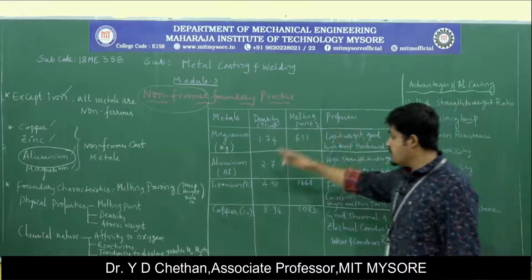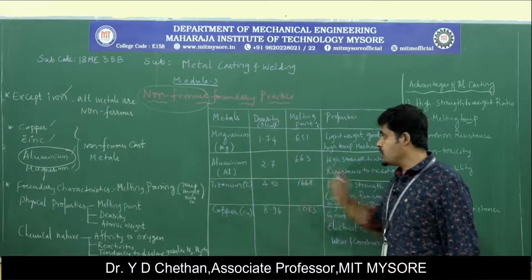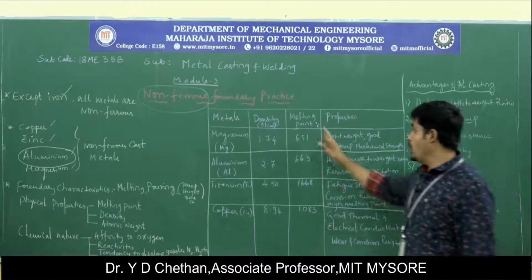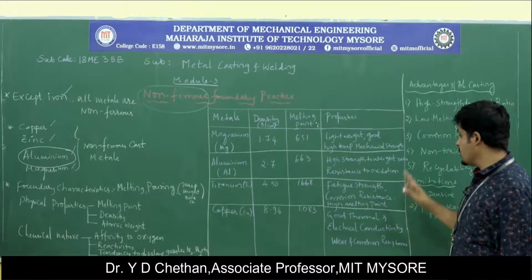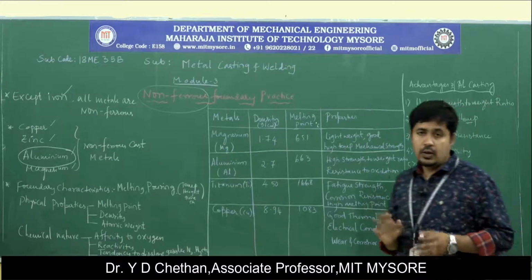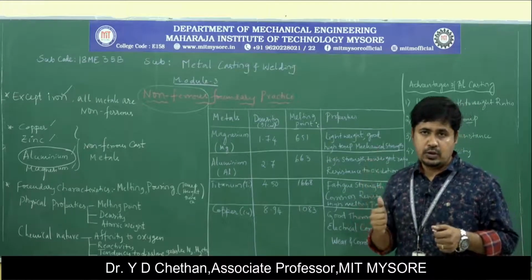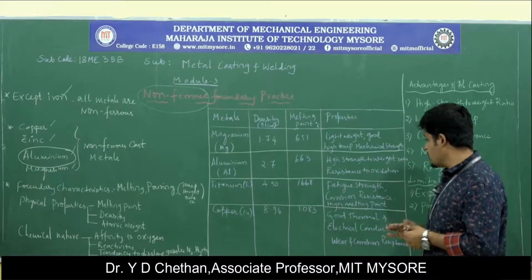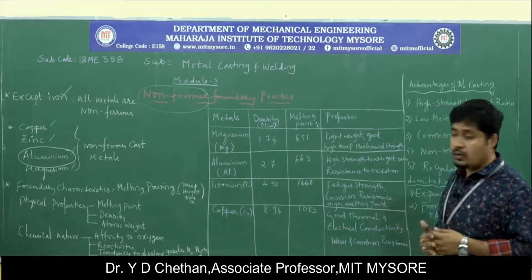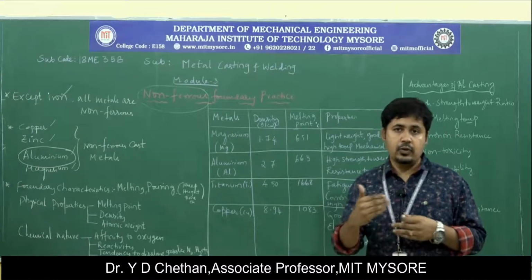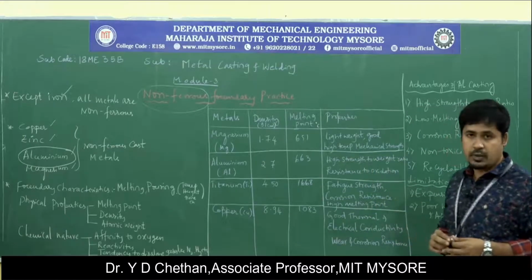Then the second non-ferrous cast metal is aluminum. The symbol is Al. The density is 2.7 grams per cubic centimeter, and the melting point of aluminum is 663 degrees Celsius. The properties: it has a high strength to weight ratio, that is, for a very lesser weight it has a higher strength. It also possesses resistance to oxidation, so the affinity to react with oxygen is very low compared to other non-ferrous cast metals.